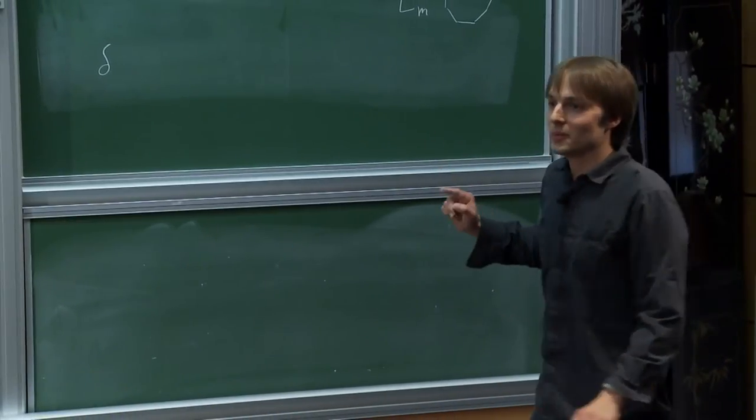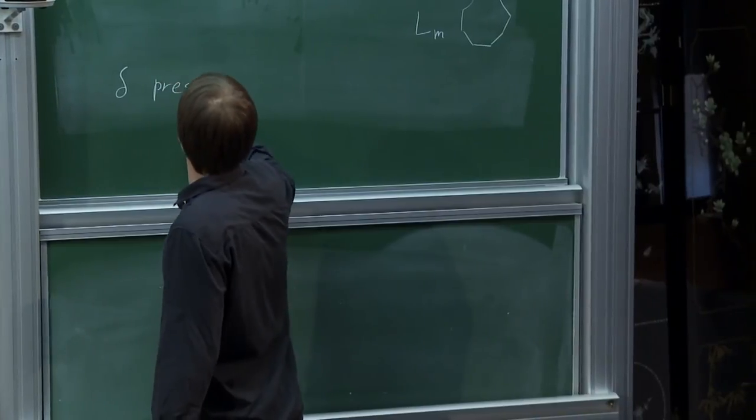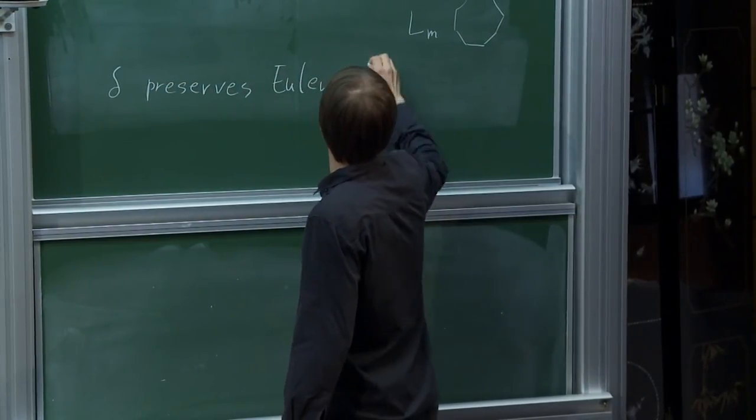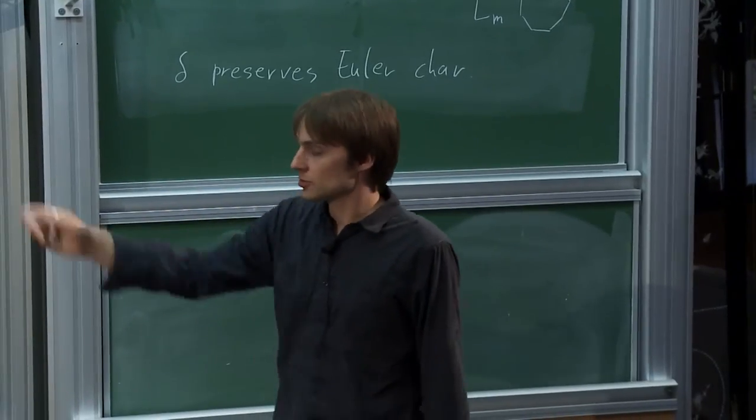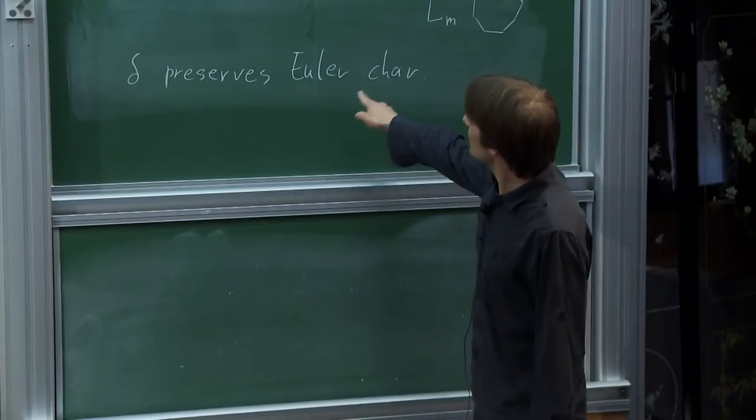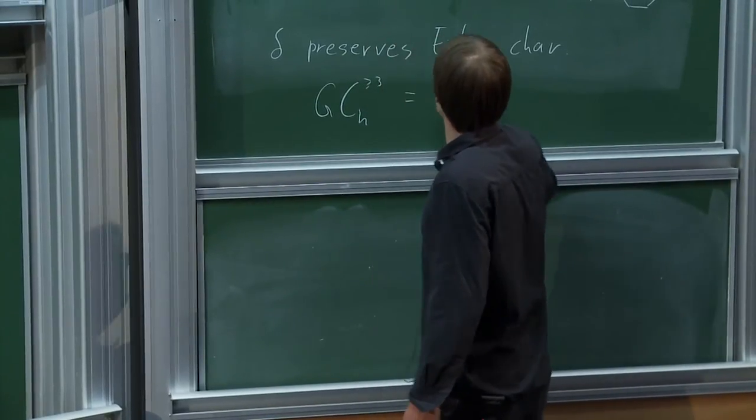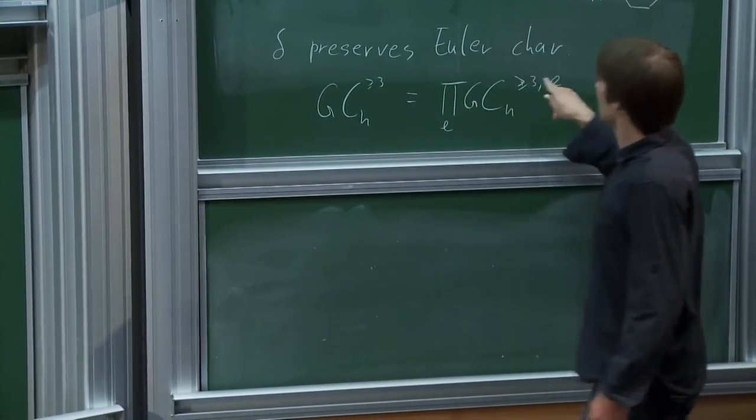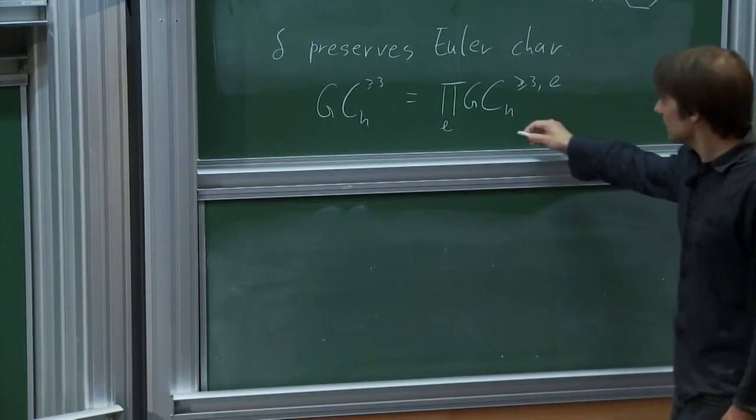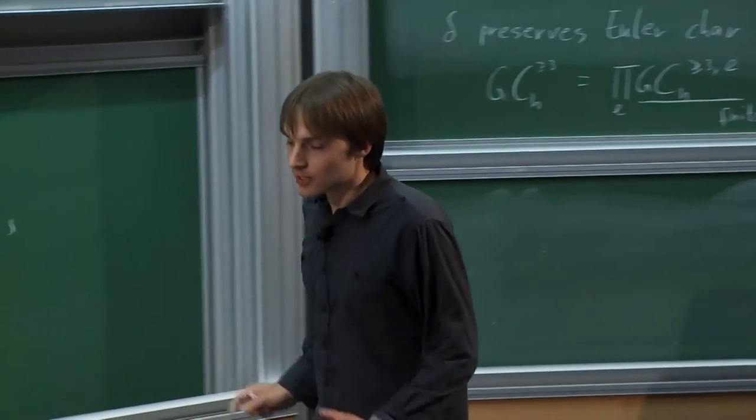And the statement I'm going to make now will probably settle this. So this delta preserves the Euler characteristic of the graph, right? The Betti number of the graph does not change if you split one vertex. So that means that your complex decomposes into a direct product, according to my definition, of pieces for each Euler characteristic. So GC_n greater or equal to 3 is the product of GC_n greater or equal to 3 comma E, where E runs over, where E denotes the Euler characteristic. And these pieces are actually finite dimensional. So actually you have a direct product of finite dimensional complexes.